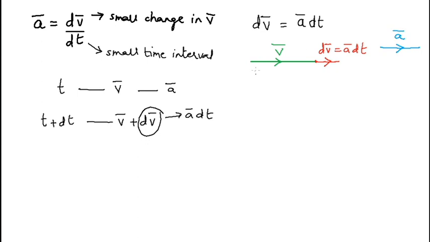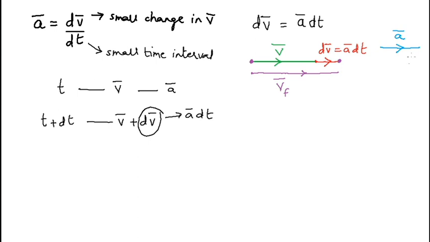Now if we try to draw the final velocity after the time interval dt, naturally we have to add the initial velocity to the change in the velocity. So I start from this point, and my final velocity, namely v bar plus dv bar, I could call it v final bar, is this vector, which starts at this point and ends at this point. You can see that the final velocity is in the same direction as the initial velocity.